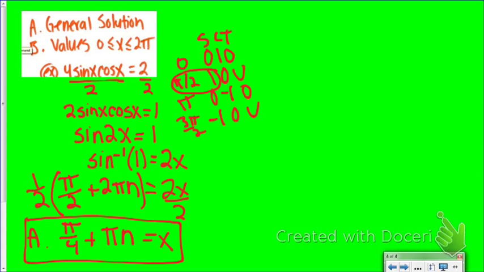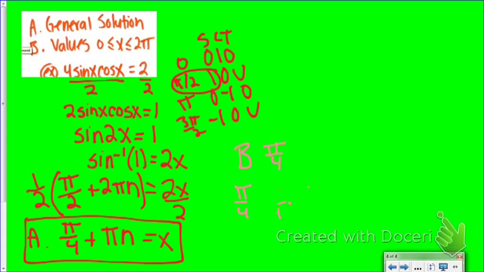And the last part, I'm going to use my general solution to find all of the values that are in between 0 and 2 pi. So if I look, the very first value I'm given is pi over 4, and that falls in that range. So if I subtract 1 pi, with a common denominator that's 4 pi over 4, that would be a negative 3 pi over 4. And negative 3 pi over 4 does not fall in that range. So that's one I'm not going to use.